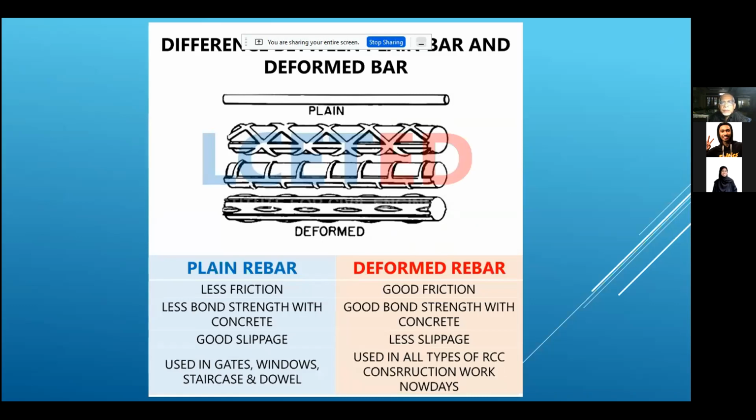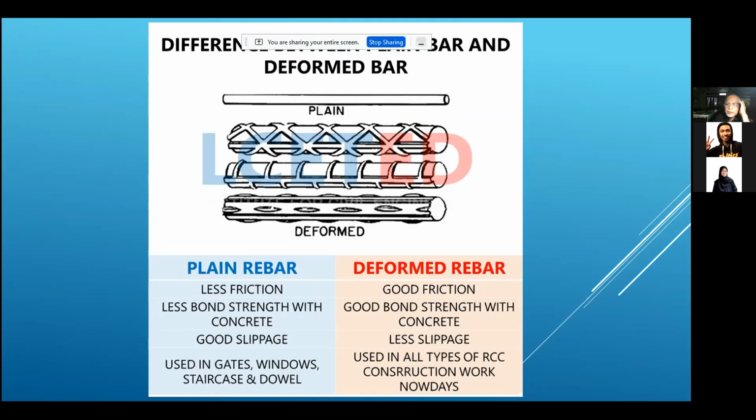And what's the difference between plain and deformed? It's easy. You can see from the texture. Plain bar has no friction, less friction, and of course less bonding strength with concrete. It has good slippage, used in gates, windows, staircases or doors. So it is not so much for a structural frame, structural building, floor, slab or beam.